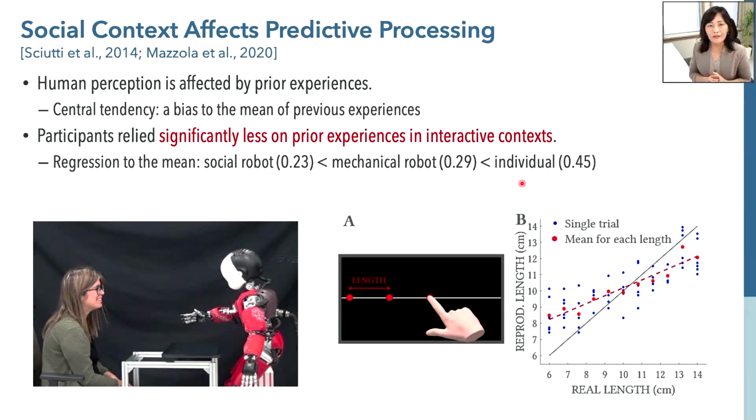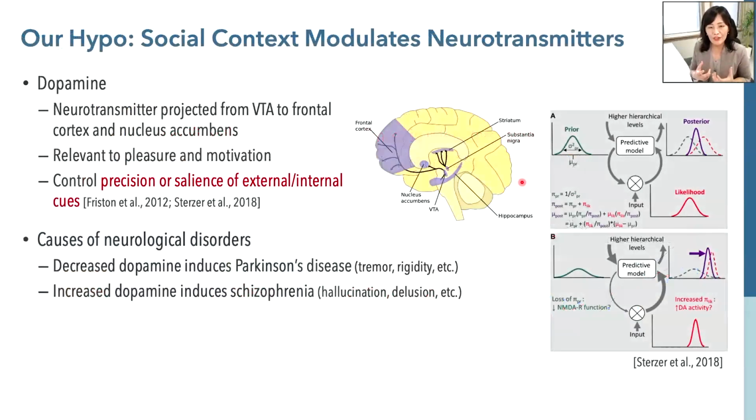Based on this result, they suggest that in the social context, the incoming sensory signal from the partner would be more important. That's why the participants paid stronger attention to the incoming sensory signal. This is very inspiring, and we actually started a similar experiment, but here I have an additional hypothesis which can better explain the underlying neural mechanism. My focus is on the neurotransmitter.